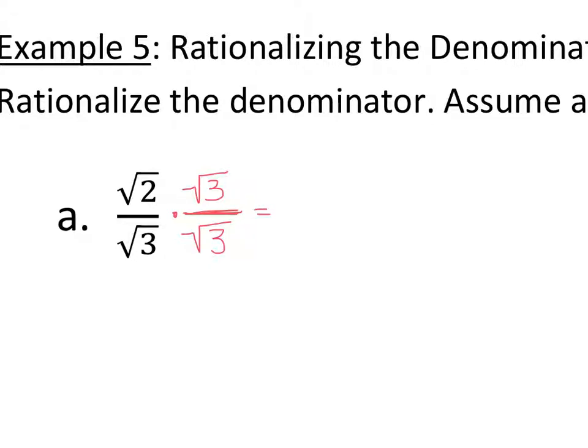Yep, multiply across, so square root of 6 over square root of 9, which is 3. So square root of 6 over 3. Can't simplify square root of 6 any, so there's your answer.